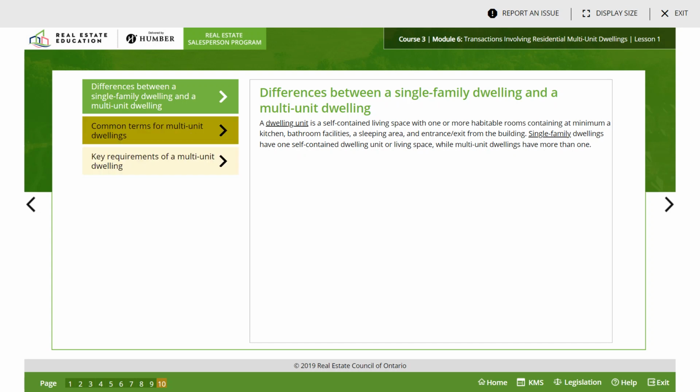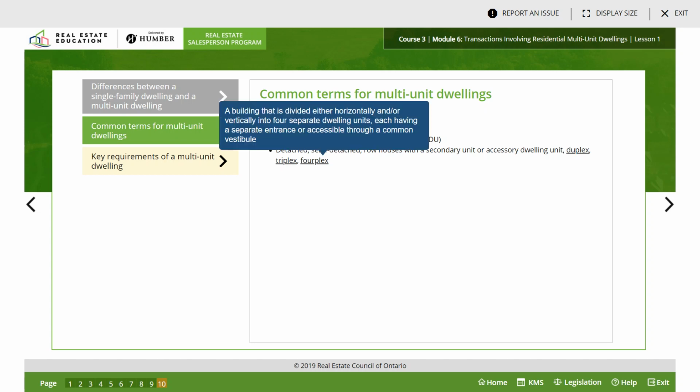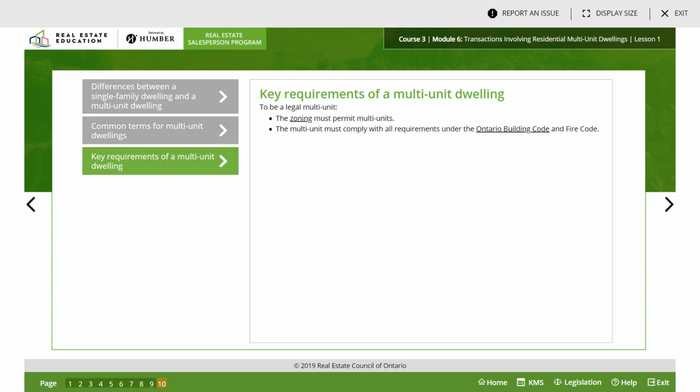Common terms for multi-unit dwellings are self-contained dwelling unit, multi-family or multiple unit dwellings, secondary units or accessory dwellings, detached, semi-detached row houses with a secondary unit or accessory dwelling unit, duplex, triplex, and fourplex. The key requirements of a multi-unit dwelling. To be a legal multi-unit, the zoning must permit multi-units. The multi-units must comply with all requirements under the Ontario Building Code and the Fire Code.